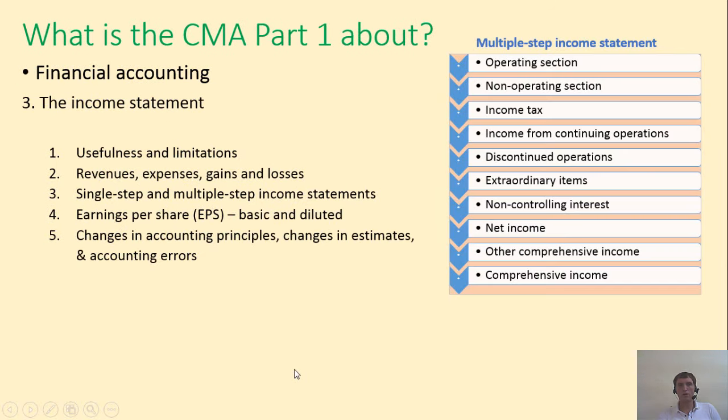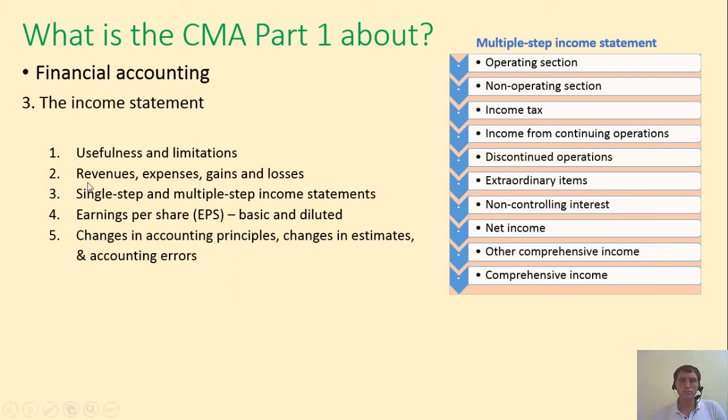Next, I'm going to talk about the income statement in a lot of detail. We're going to talk about the usefulness of the income statement, what kind of information is present in it, and how it can help decision making by external parties like investors and prospective investors. I'm going also to talk about the limitations of the income statement. These are issues that the readers of the income statement must keep in mind as they read the income statement and make decisions based on it.